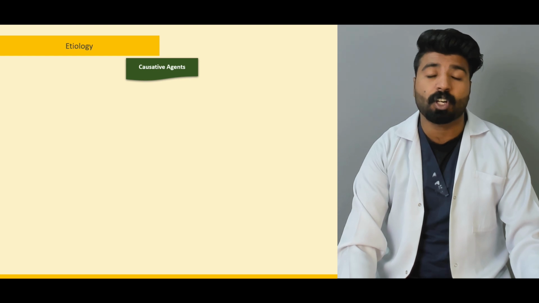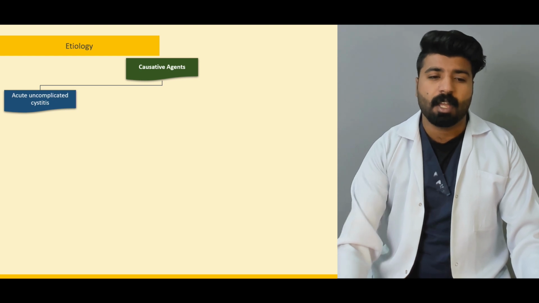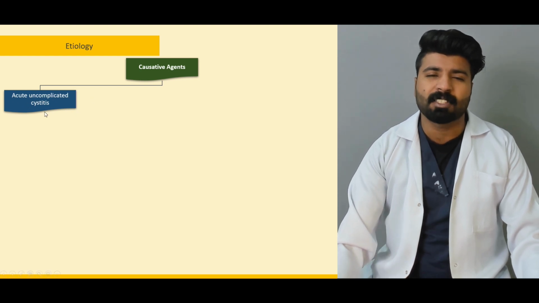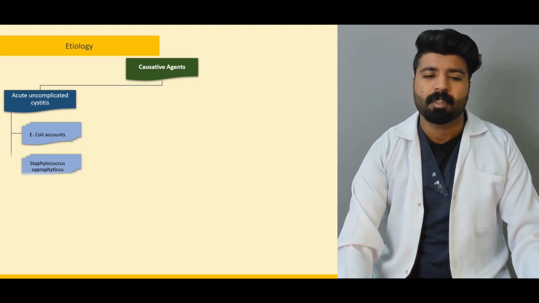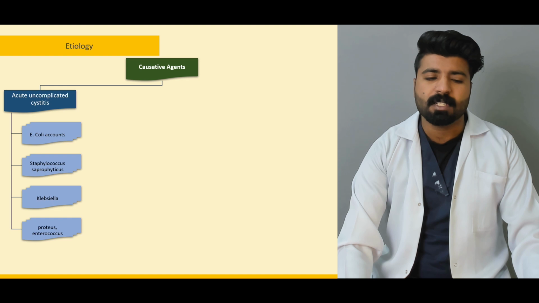Next, let's talk about the etiology. Let's talk about what factors contribute towards developing this pathology. First of all, let's talk about the causative agents. Which agents cause UTI? There's a category of acute uncomplicated cystitis, which means acute uncomplicated infection of the bladder, and the basic organisms which cause it are E. coli, Staphylococcus saprophyticus, Klebsiella, Proteus, Enterococcus, and Citrobacter species.